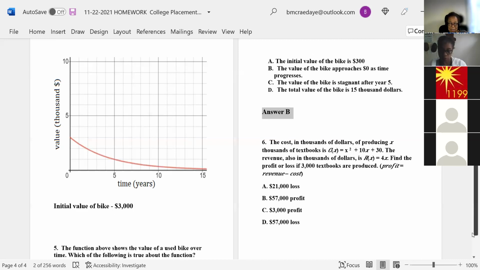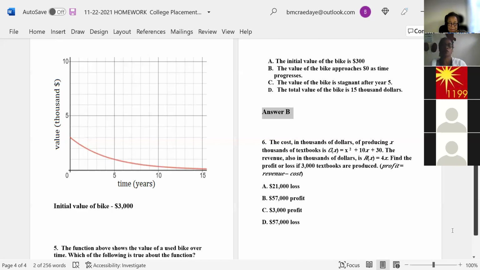Number 6. We're talking profit made on selling textbooks. The cost in thousands of dollars of producing X thousands of textbooks, cost of X, that's the cost function, is equal to X squared plus 10X plus 30. The revenue, also in thousands of dollars, revenue of X, that's the revenue function, equals 4X. That's 4 times the thousands of textbooks. All right. Find the profit or loss if 3,000 textbooks are produced.